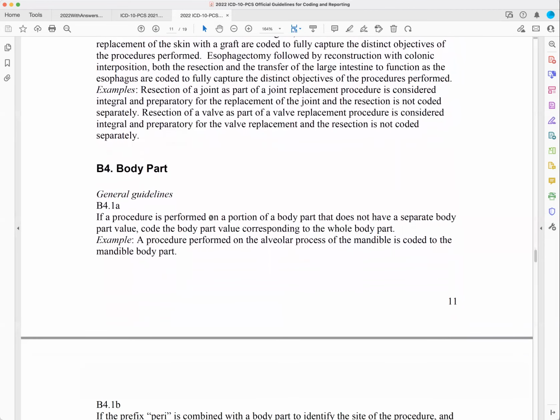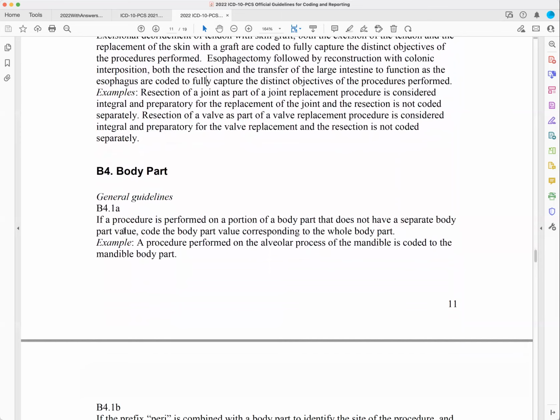If a procedure is performed on a portion of a body part that does not have a separate body part value, then you code the body part value corresponding to the whole body part. Example, a procedure performed on the alveolar process of the mandible is coded to the mandible. So since they don't have a separate body part for that process, for the alveolar process, you code it to the mandible because it's a portion of the mandible.